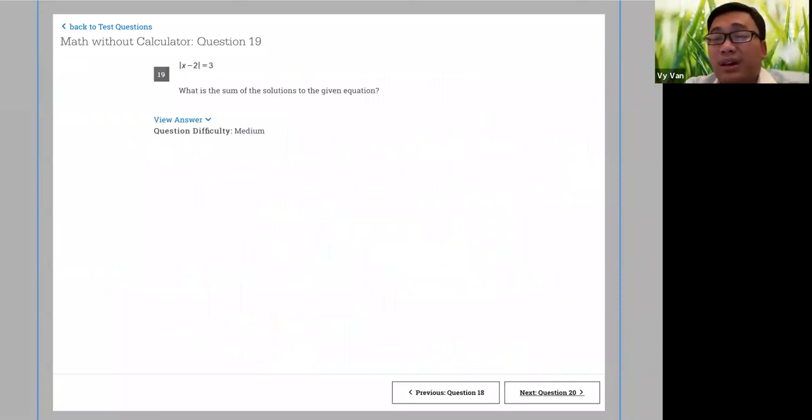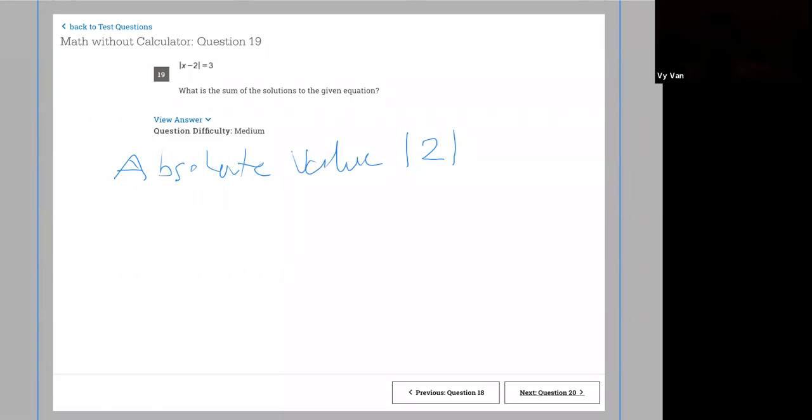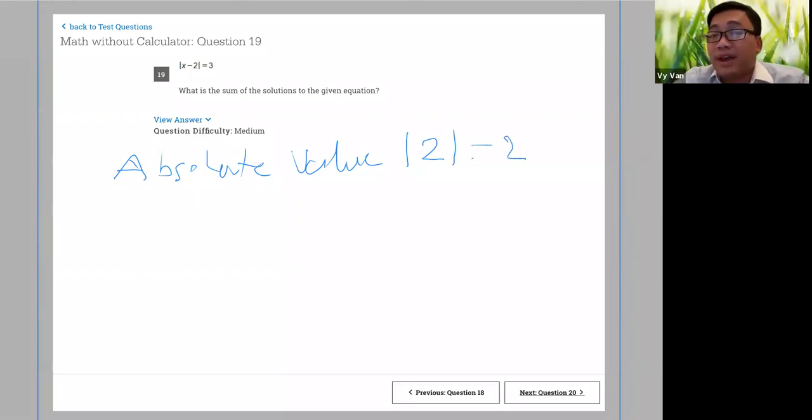Well, this is an absolute value type equation. For those of you who don't understand what absolute value means, it means the distance from that number to 0. So for example, the absolute value of 2 is the distance from 2 to 0, which is 2. In the same fashion, the absolute value of -2 means the distance from -2 to 0, and its distance is always 2.